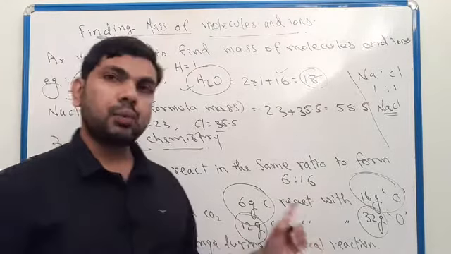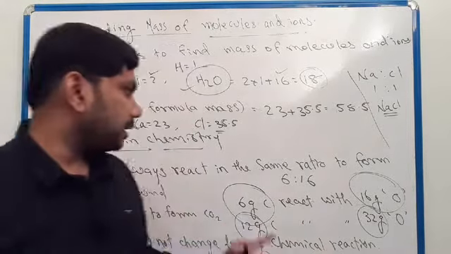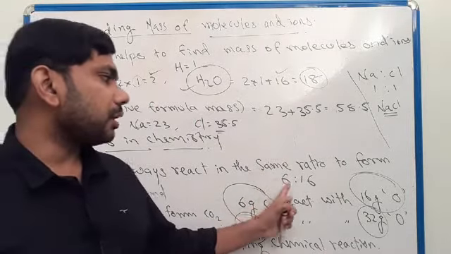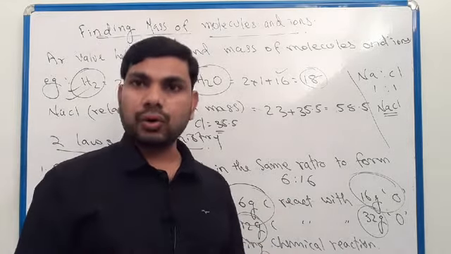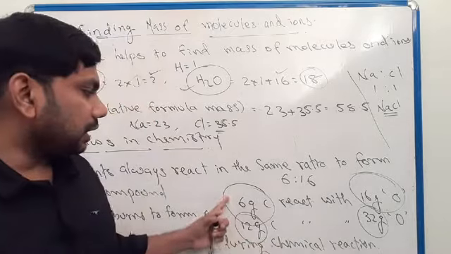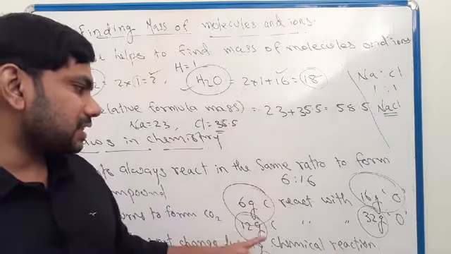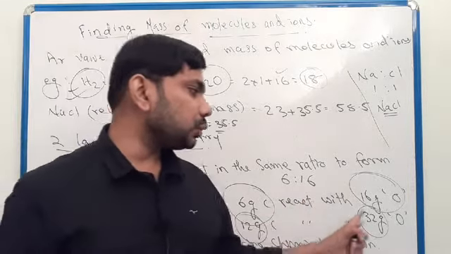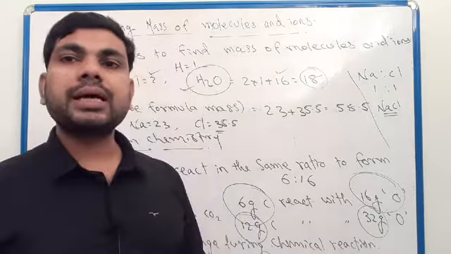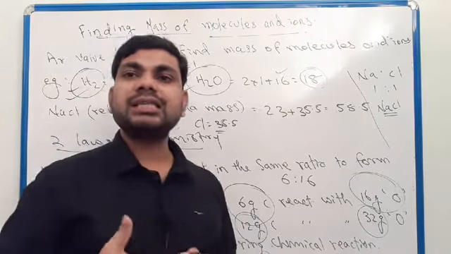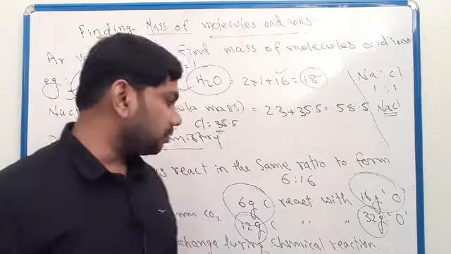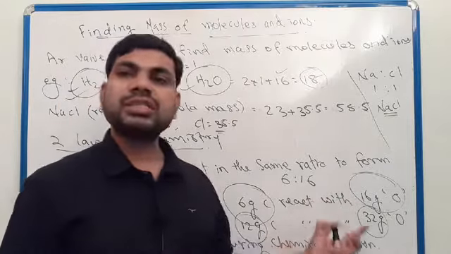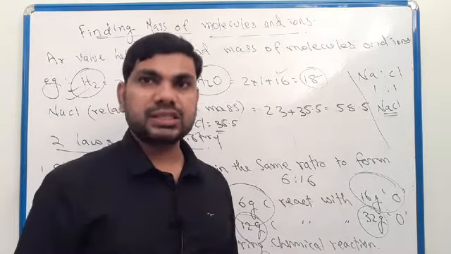1 is to 2. Here 6 gram carbon reacts with 16 gram oxygen. So here, twice this mass of carbon, 12 gram carbon, reacts with 32 gram oxygen. So we can say elements always react in the same ratio. When you increase the mass of carbon, in the same ratio, the mass of oxygen will increase. This is the first law.